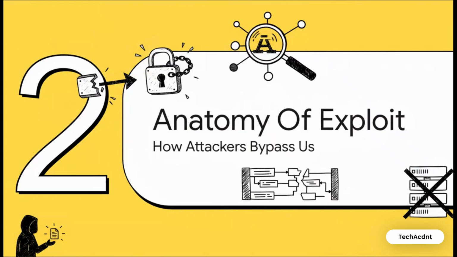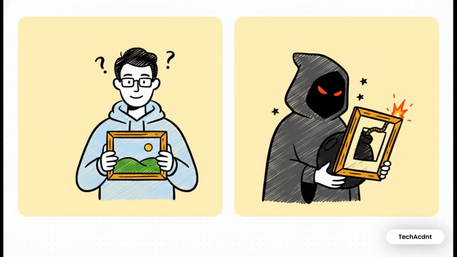Moving right along to Section 2, Anatomy of the Exploit. So what's really happening here? It basically boils down to a naive mismatch in expectations. As developers, we build an avatar endpoint, and naturally we expect a user to upload a nice, friendly avatar.jpg. But attackers? They don't play by our rules at all. They're handing us a ticking time bomb.